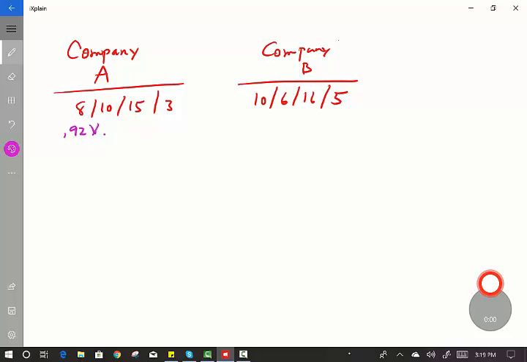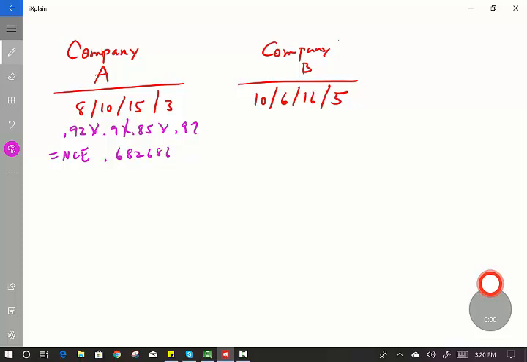times 0.9 times 0.85 times 0.97. And so my net cost equivalent is equal to 0.682686.